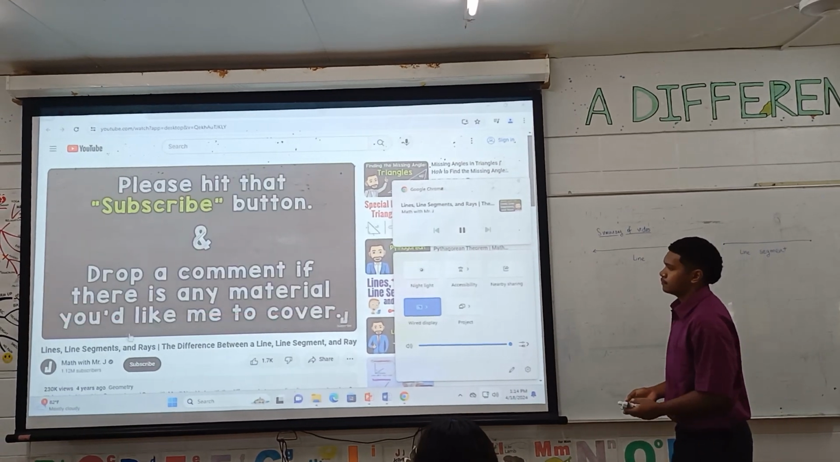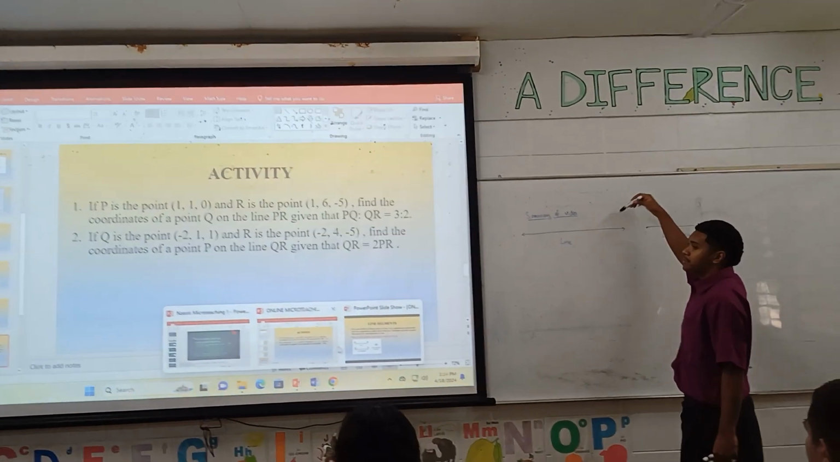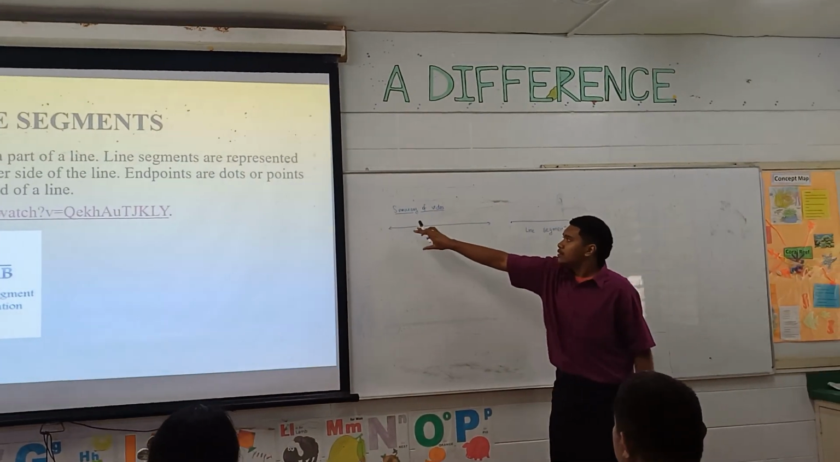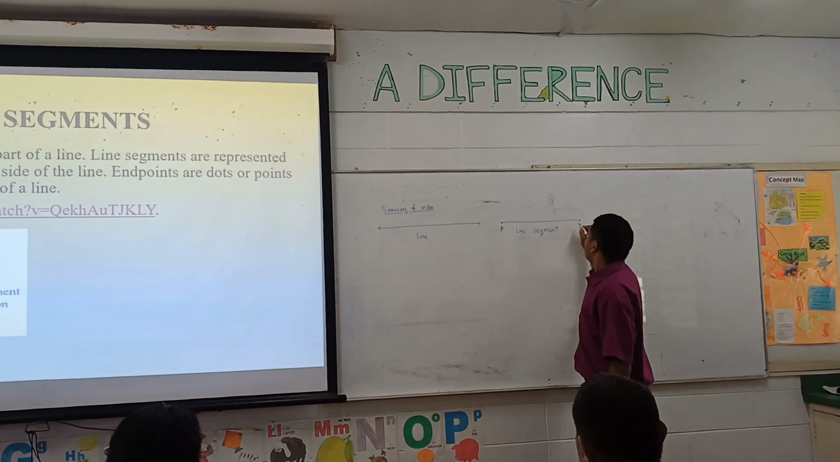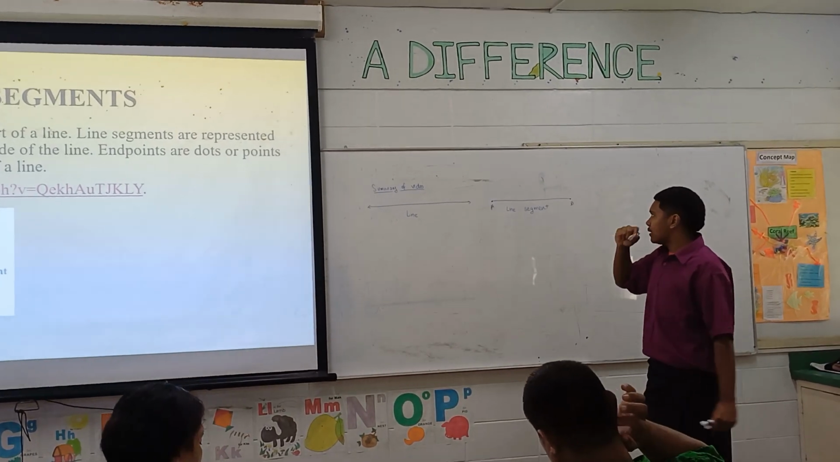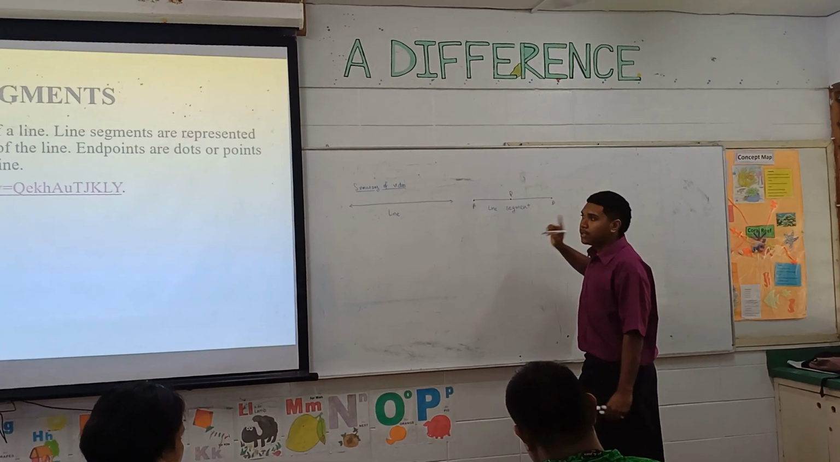So this is what basically the video said. A line is continuous, and a segment has 2 points, A and B. For our lesson today, we have to find a point that's inside of this line segment.